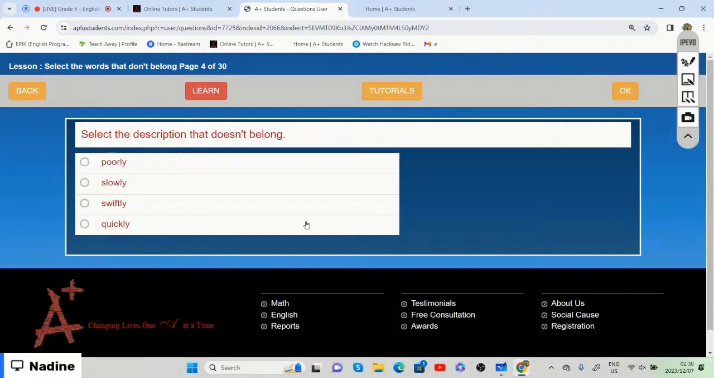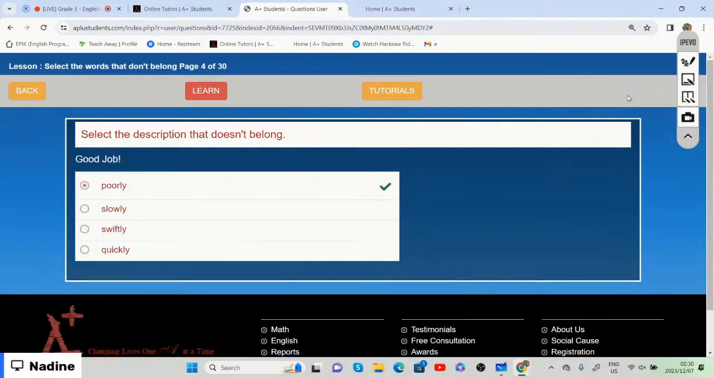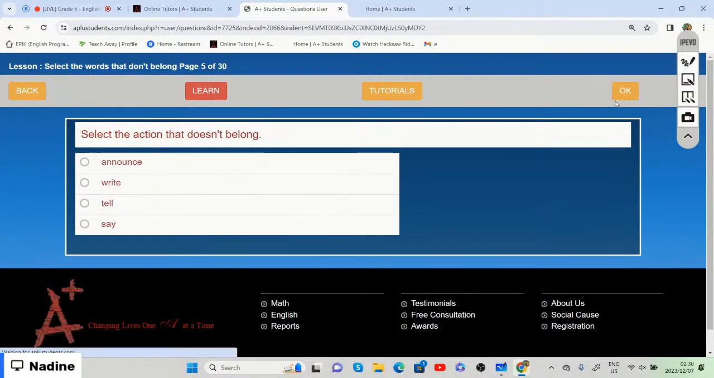All right, and if we select the word that does not belong, we'll select poorly, right? Because slowly, swiftly, quickly, it is a way in which someone does something. Either they're very slow, doing it slowly, or they're very fast and doing it swiftly and quickly, right? So number one is correct. Well done.